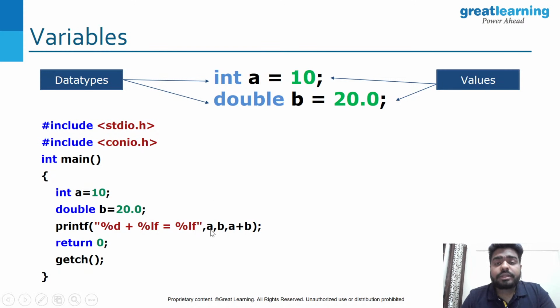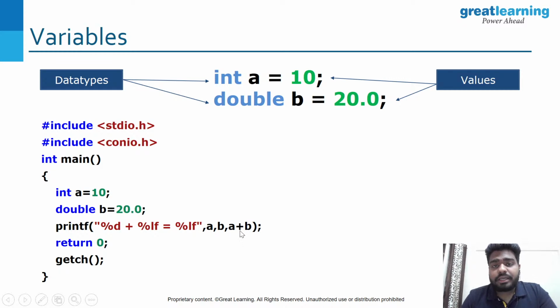So a value is 10. That's a digit. It'll come there. Long float means double. I told you, float is for shorter decimal value and double is for longer decimal value. So long float will come for b. b is having long float value, which is 20.0. So it'll come there. And then again, the answer will be 30.0. That is also a long float, which is a double. So that is why I've written here %lf.